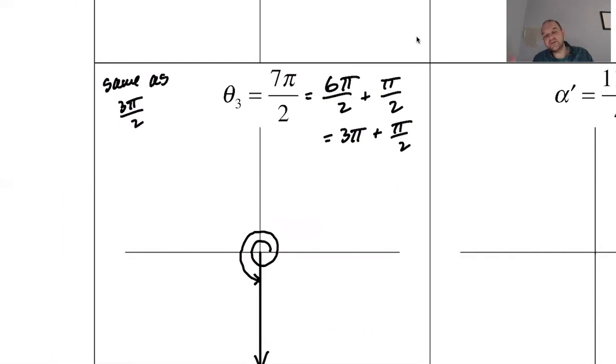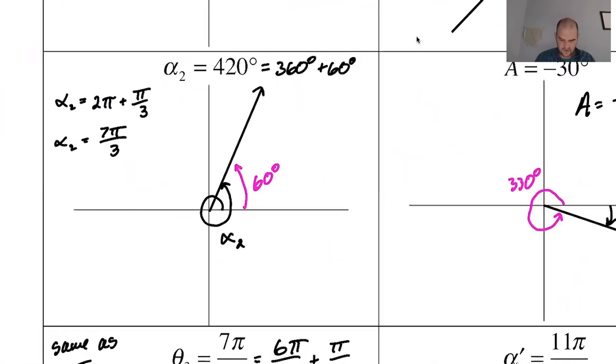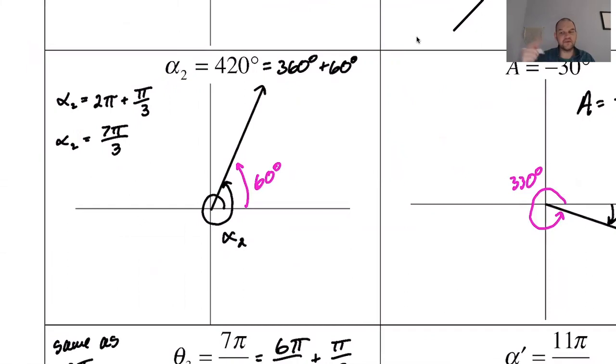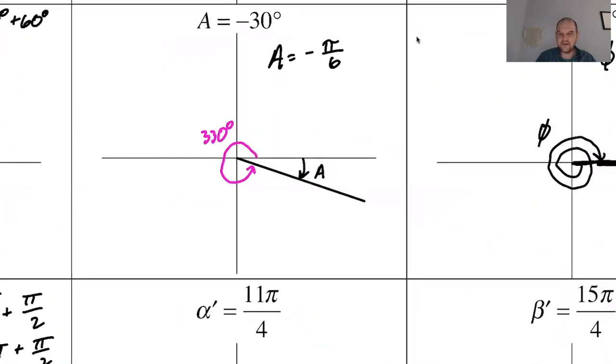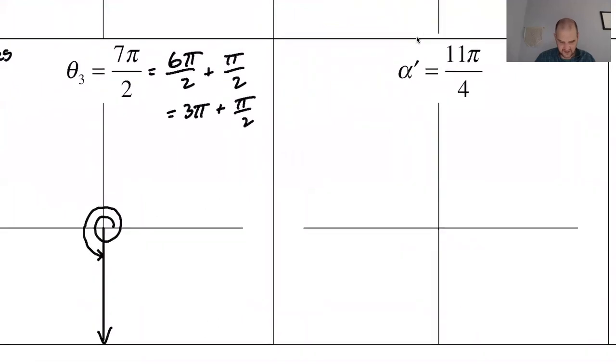Angles that end in the same place are called coterminal. They terminate in the same place. They share a terminal side. This angle is coterminal to 7 pi over 2. Actually, we could have talked about that in a lot of cases. Up here, 420 degrees is coterminal to 60 degrees. It looks like a 60-degree angle, but for some reason we called it 420 degrees. Here, negative 30 degrees and 330 degrees terminate in the same place. They are coterminal. Negative 4 pi and 0 are coterminal. So coterminal angles are actually kind of a big deal.